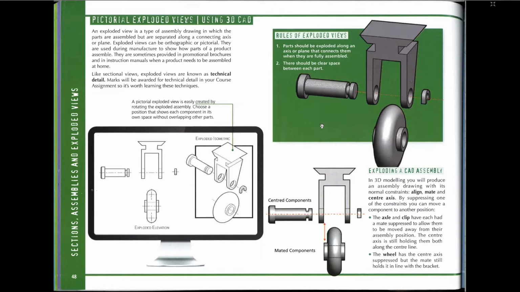The other rule is that there must be a clear space between each part. So for example, each one of these parts has clear daylight between them. None of the parts overlap, so again it can be nice and clear and there's no confusion. Remember, everything is about clarity. The best example again is this exploded isometric. You can see there's a clear space between each one of the parts, and it's quite clear how this would be assembled. The wheel would move in first, the axle would go through the centre, and then this little lock and nut would go over the top to keep it all together.